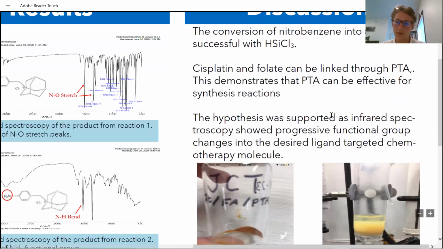Finally, the hypothesis was supported as infrared spectroscopy showed progressive functional group changes that we were looking for. Although infrared spectroscopy is a little harder and a little messier to read, we wanted to use NMR, but unfortunately, because of the COVID pandemic, we were unable to go to MSUM and do NMR on our products. But infrared spectroscopy still provided some good evidence that we were getting the changes we wanted.